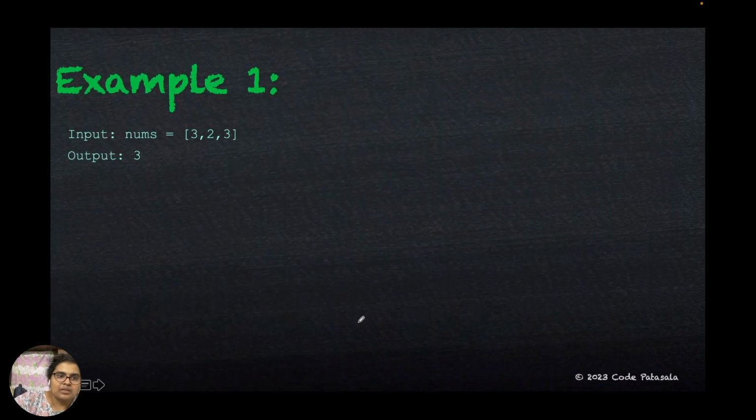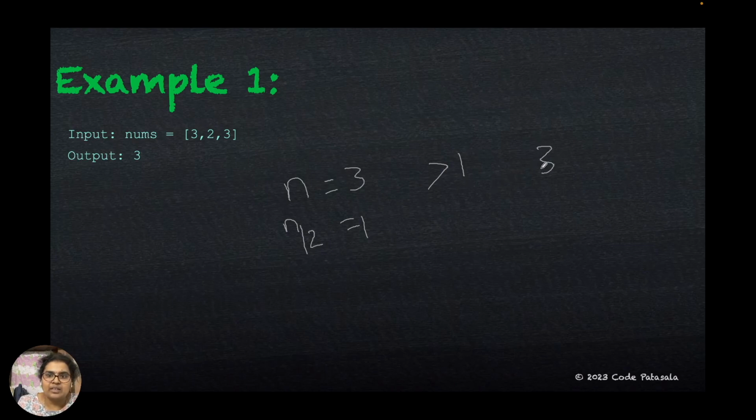The first example says we are given an array of size 3. So n equal to 3 in this case, so n by 2 would be 1. We have to find an element which occurs greater than 1 times in the array. There are two elements in the array. 3 is occurring 2 times and 2 is occurring 1 time. So clearly 3 is the answer in this case because only that is occurring more than one time.